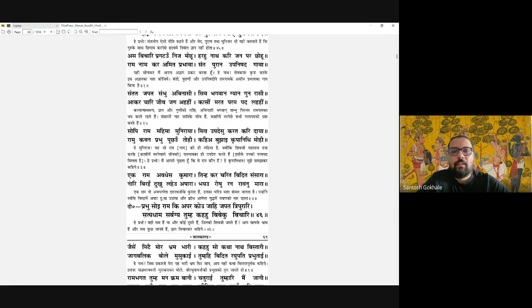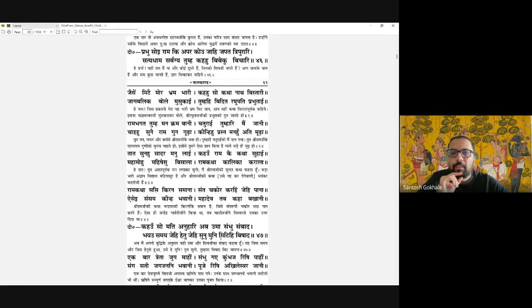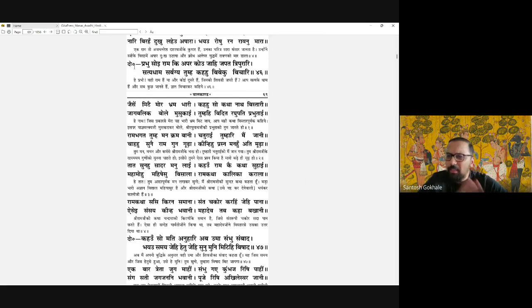Now, remember, he's using very specifically the word Raghupati over here. Tumahi bidita Raghupati Prabhutai. So this Ram is very specifically the Ram of the Raghu clan, Dashratha's son. And he's saying, you know the greatness of him. But you have a doubt saying, but he was suffering from human-like sorrow when his wife was taken away. So it's just a trick that you're doing.